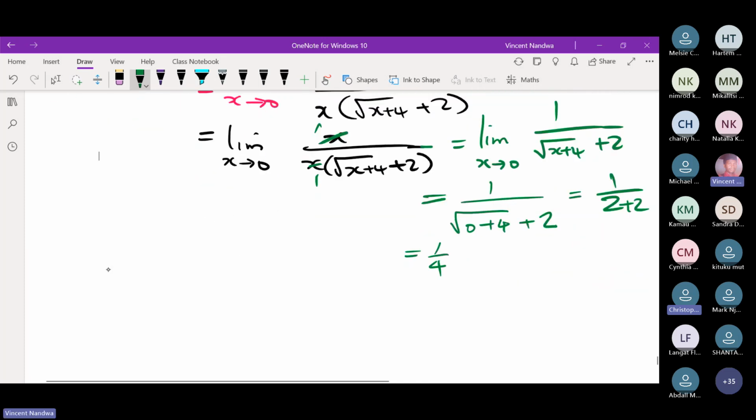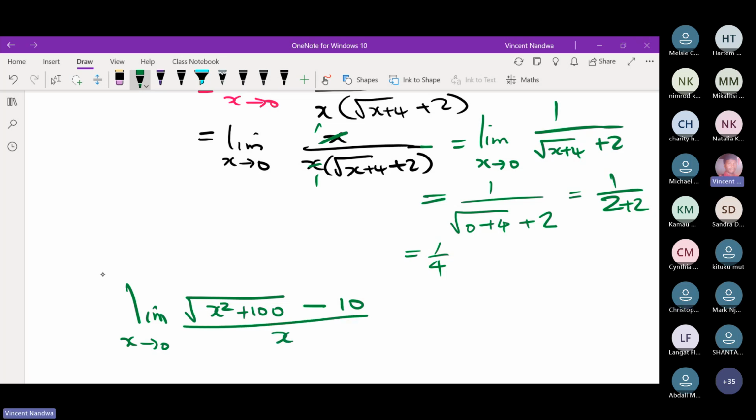Yeah. So for me to be sure that you have understood, before we solve the previous problem, I want you to try this and see what you are getting. Limit as x approaches 0 of square root of x squared plus 100 minus 10, over x squared. Can you use the same reasoning and process to evaluate the limit of this given function?